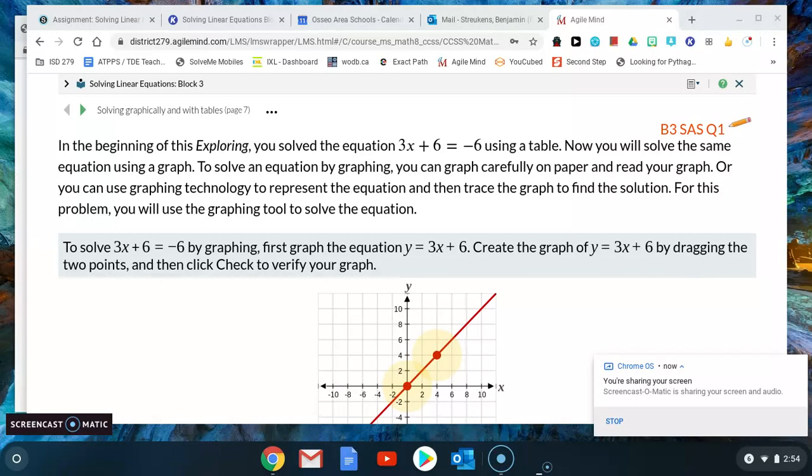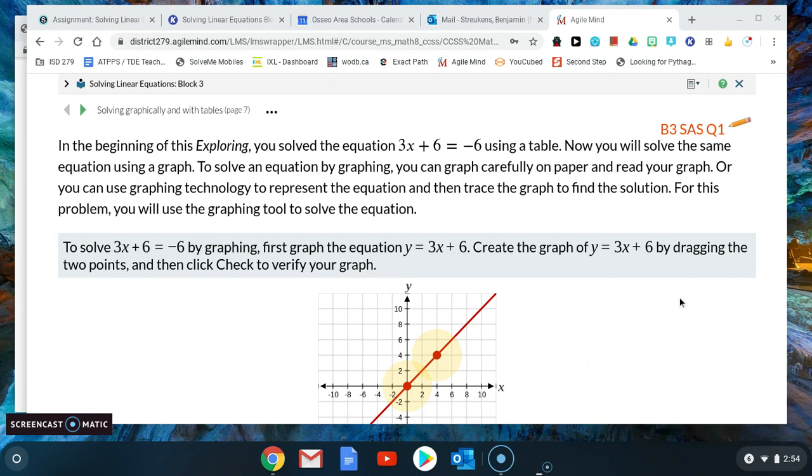It says in the beginning of this exploring you solve the equation 3x + 6 = -6 using a table. Now you'll solve the same equation using a graph. To solve an equation by graphing, you can graph carefully on paper and read your graph, or you can use graphing technology to represent the equation and then graph it to find the solution. For this problem, we will use the graphing tool to solve the equation.